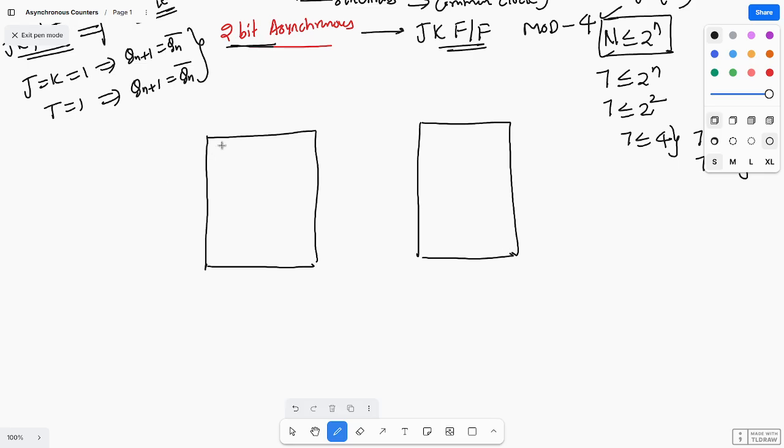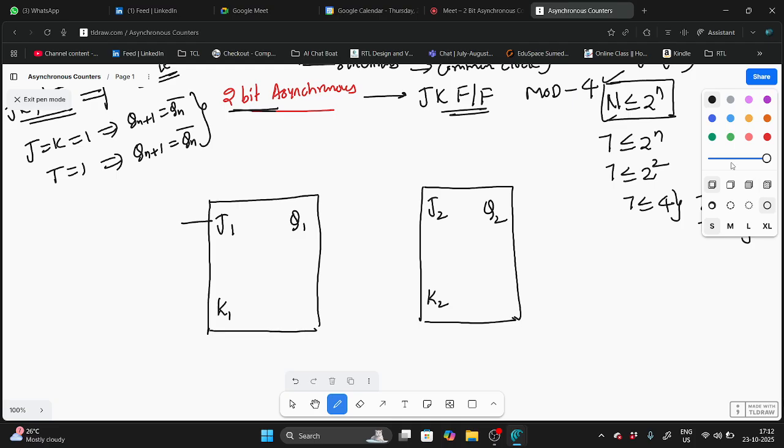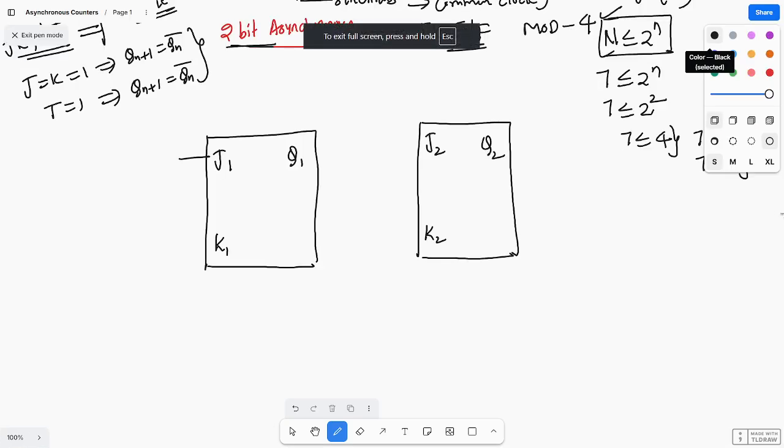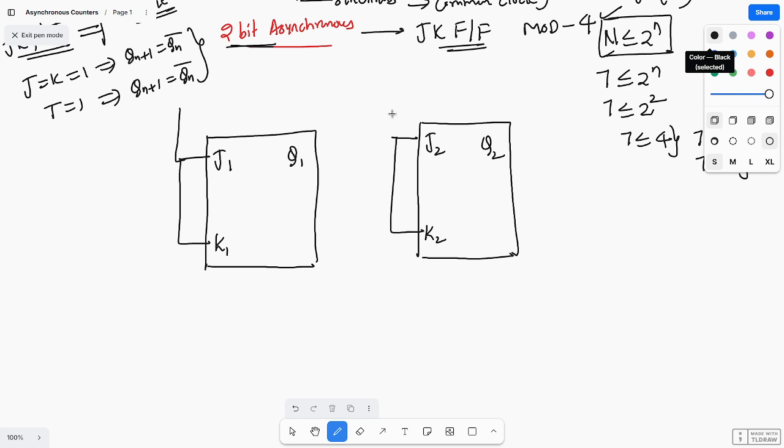Here you have J1, K1, Q1, J2, K2 and Q2. J1, K1 — I told you this is operated in which mode? Toggle mode. Toggle mode means J1, K1 are connected with what? J1, K1 and J2, K2 are connected, and both are connected to toggle state.